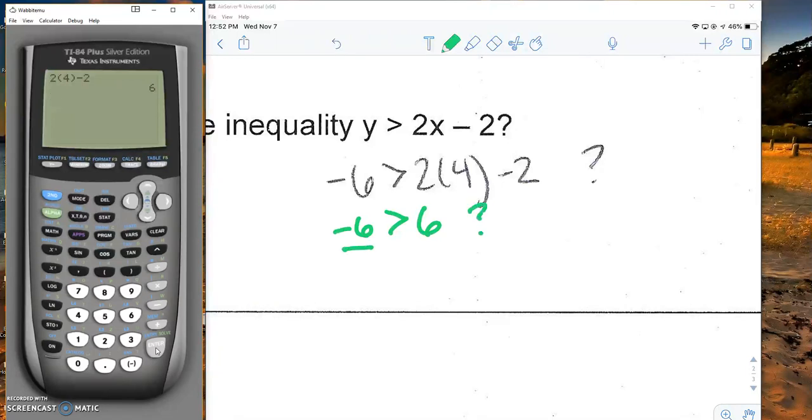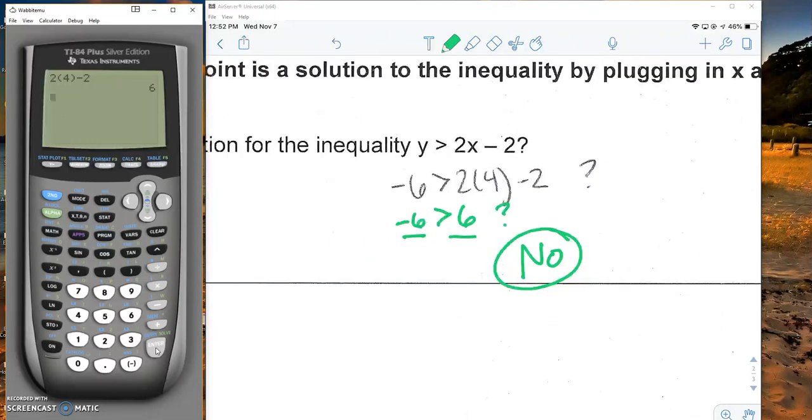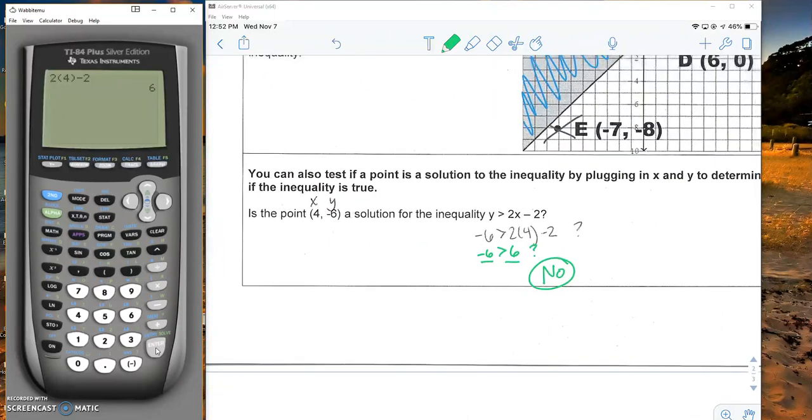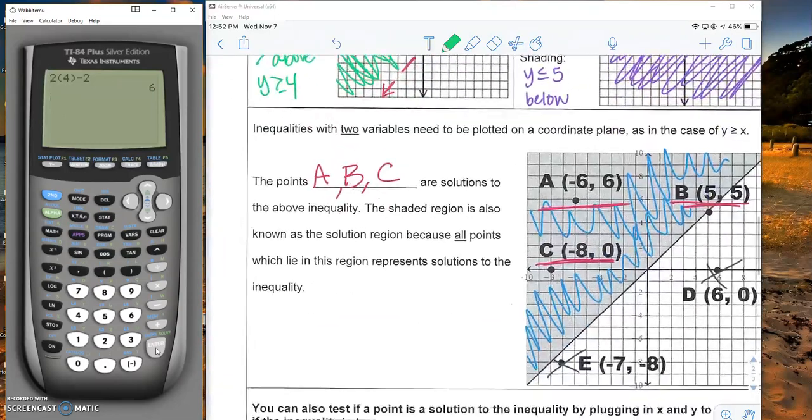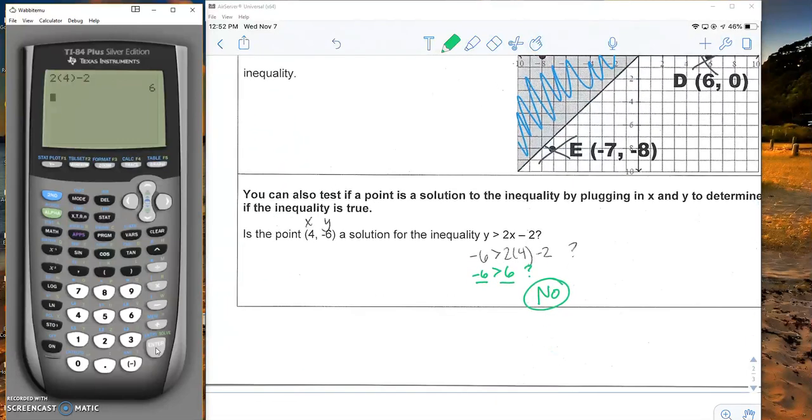Now, is -6 greater than +6? If the answer is no, then it is not a solution. If the answer is yes, then it is a solution. So you can use point testing if you don't have a graph or don't feel comfortable graphing. You can plug in your x and your y to see if the inequality is true. If the inequality is true, then it is a solution. If the inequality is not true, then it is not a solution.